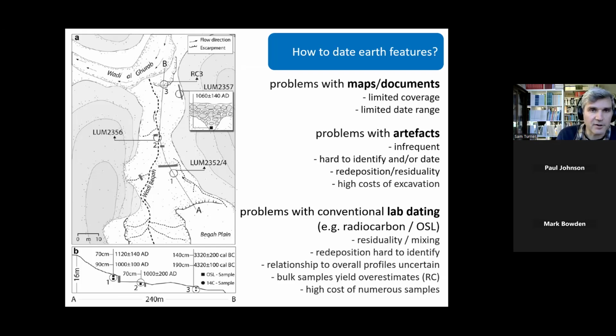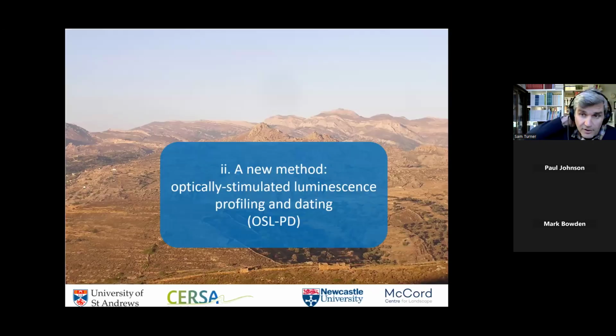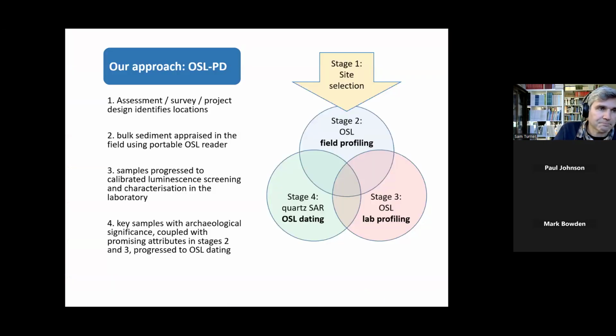All archaeologists are familiar with them. And what I'm presenting is one technique which we may be able to use to overcome some of these issues. And this is the OSL profiling and dating method. This is a method that we follow basically through 4 steps. We've got the site selection step, and then we've got 3 further steps, 1 in the field and 2 in the laboratory. And I'm going to show you those steps step by step now.